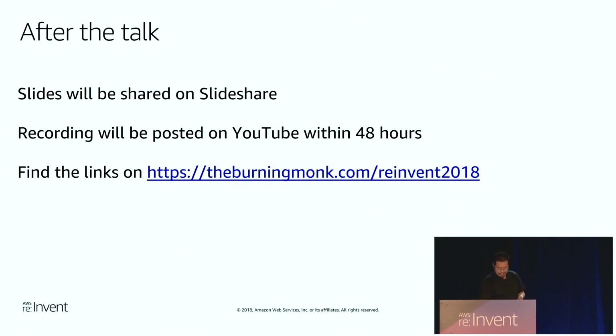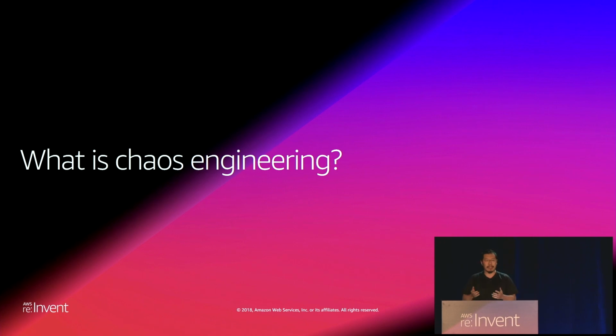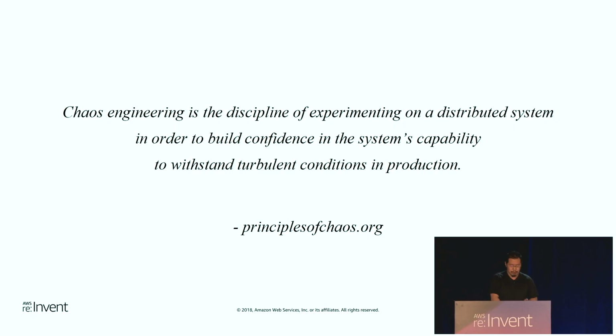So let's start with what is chaos engineering. If you go to principlesofchaos.org, you'll find this nice definition that says chaos engineering is the discipline of experimenting on a distributed system in order to build confidence in the system's capability to withstand turbulent conditions in production. Now, that sounds great, and it talks about distributed systems, and it talks about building confidence. But personally, I still find it to be quite vague in terms of what we actually do in practice.